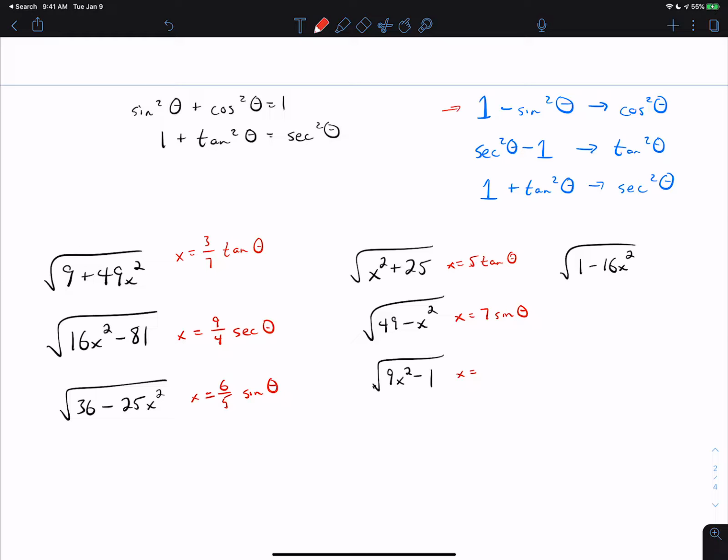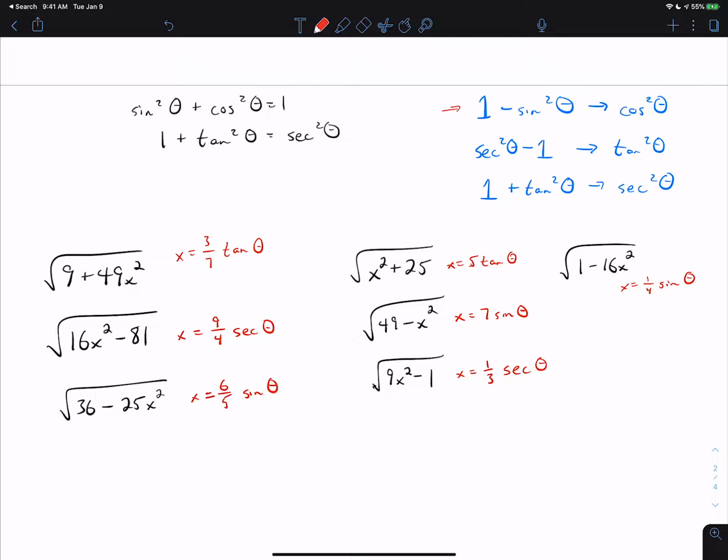On the next one, we want to cancel the 9 and end up with 1, and so we use 1/3 instead of 3. We want to use 1/3, and we pick secant theta. And then on the last one, we're going to use 1/4 sine theta.